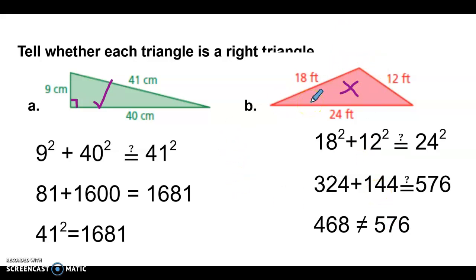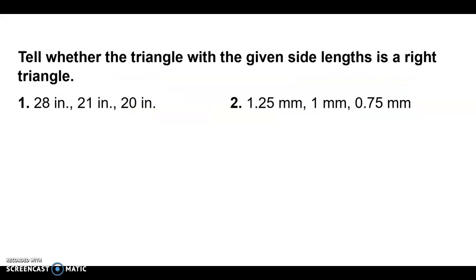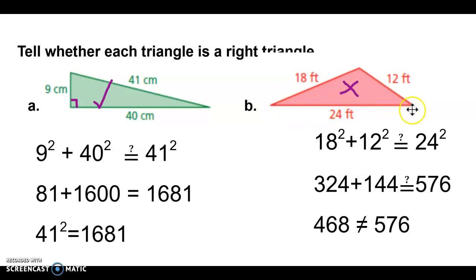So remember, this is just the converse. I plug in the numbers and find out if it's true. If it's not true, then it's not a right triangle. Okay. Sometimes you don't get the picture. They just give you the numbers. But remember, the longest side is always the hypotenuse.